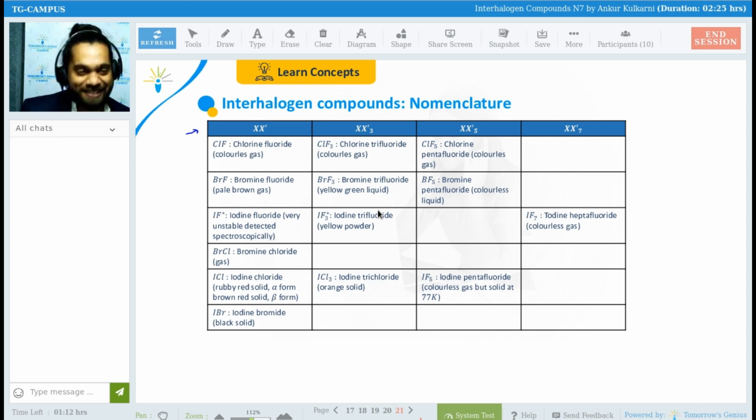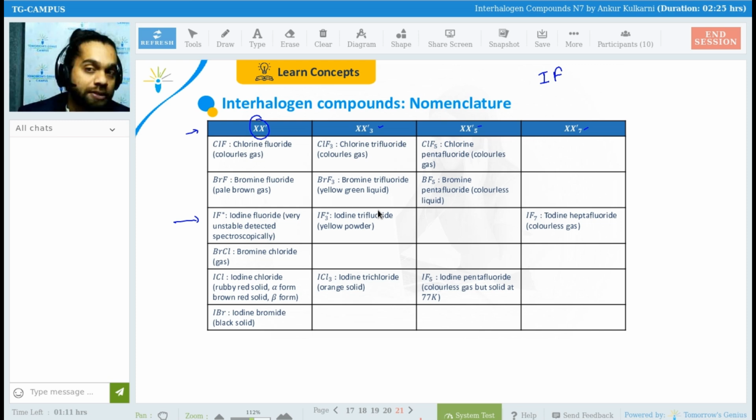So this many compounds, how many compounds should we remember? Over here, you do not have to remember. It is logical. X dash is the smaller atom, X is the larger atom. So we have this many compounds. Now look over here, IF. IF is not "if". I is iodine, F is fluorine.